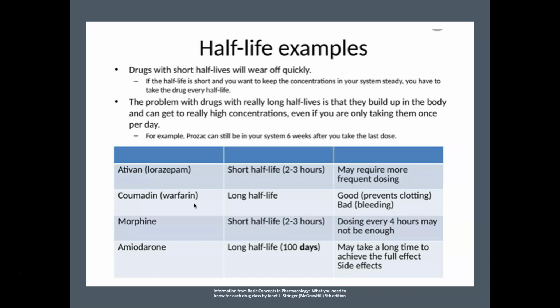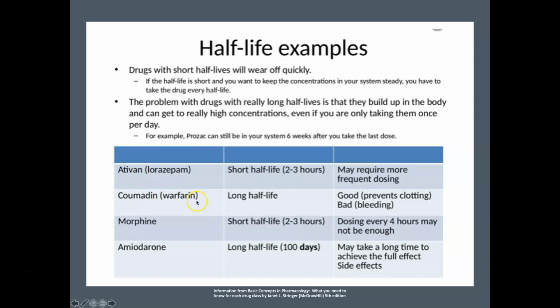Whereas drugs with long half-lives don't wear off quickly. They wear off after a long period of time, and they can build up in the body, and you can end up with really high concentrations, even if you're only taking them once a day. So the example they give us here is that Prozac is a long half-life drug. It's still first-order kinetics because we can still predict that its half-life is constant, but its half-life is so long that it can still be in your system 6 weeks after you take the last dose.